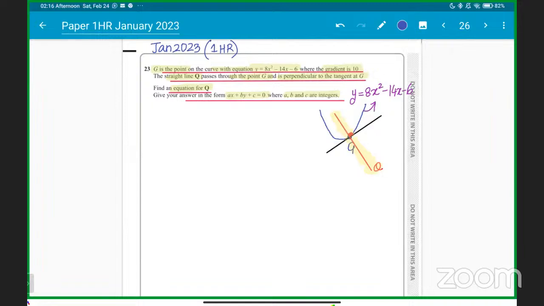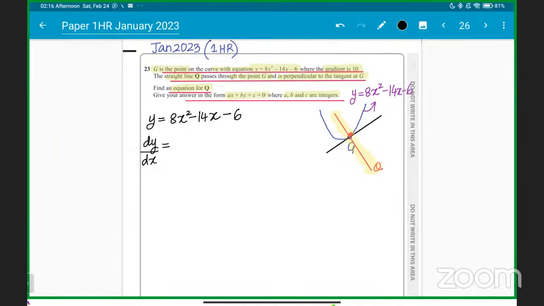The first thing: you already have the equation y equals 8x squared minus 14x minus 6. You should know how to differentiate. The first step will be to differentiate the curve, that is, applying calculus. Why are you going to differentiate? Because you already know the gradient, dy over dx. Sir, I already know the gradient at the point G is 10. We already know that. Okay, understanding?